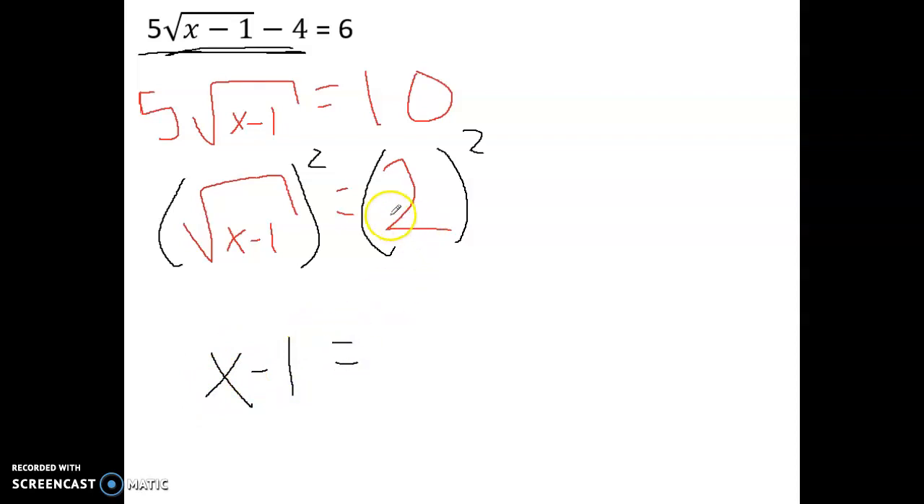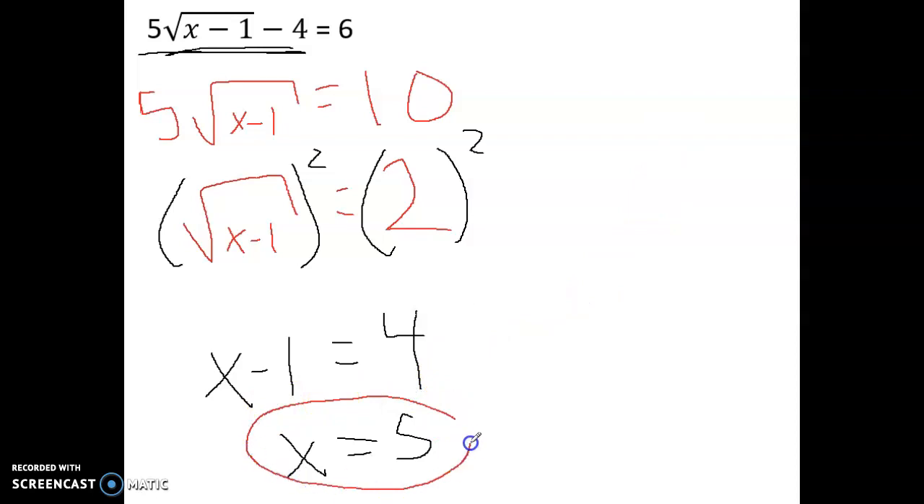And over here, 2 squared is going to give us 4. And now you can finalize solving this by adding 1 to both sides, x equals 5. A key part of this is you have to show that this is actually a solution. If you square both sides of the equation, sometimes you can get something that's an erroneous solution. So after you get this, you should show that this actually works.